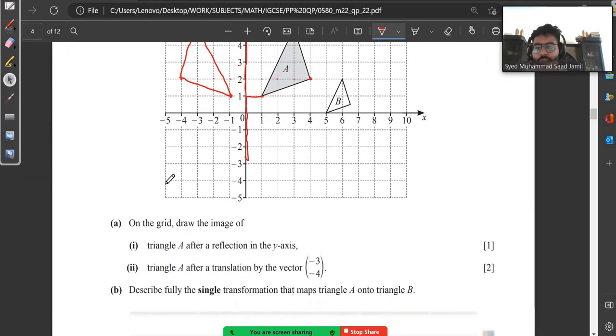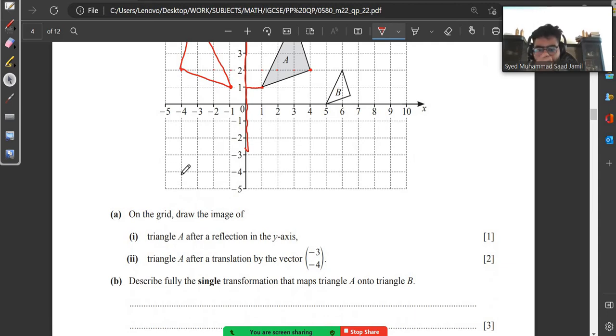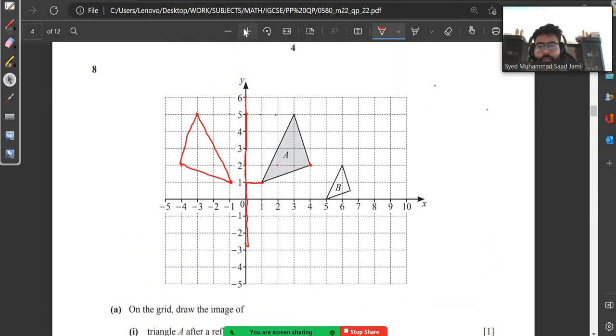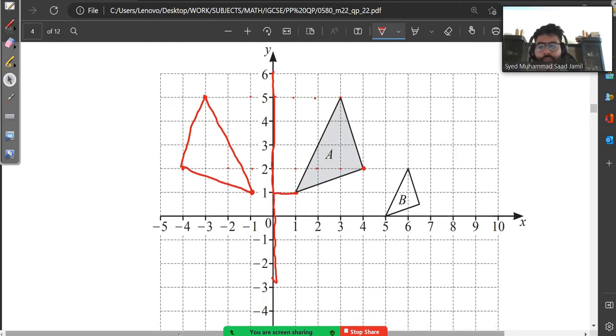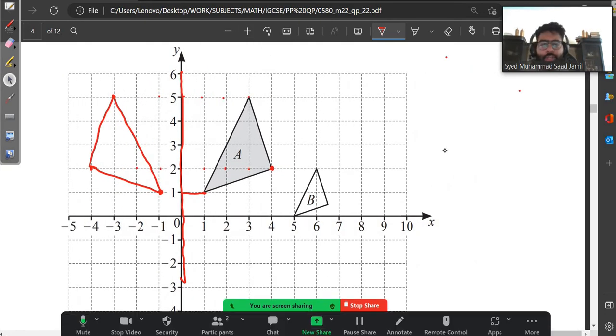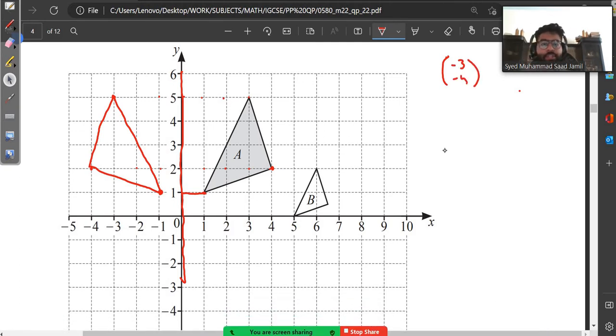Moving on to the next question, it says triangle A after a translation by vector -3, -4. This is the easiest question ever. First of all, just write it down like this: -3, -4. -3 is the change in the x-axis. It means horizontal change because the x-axis is horizontal, and -4 is the change in the y-axis, vertical. Okay, so we will translate. Translate is basically moving each coordinate.